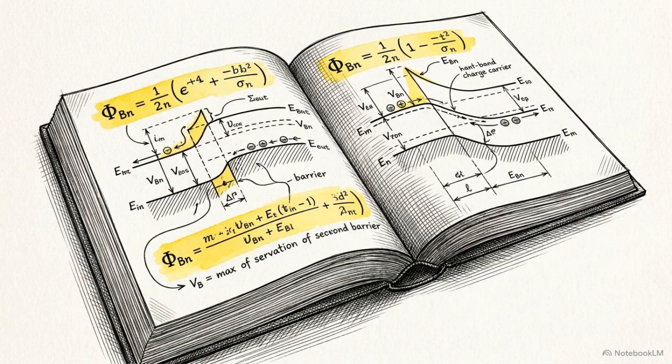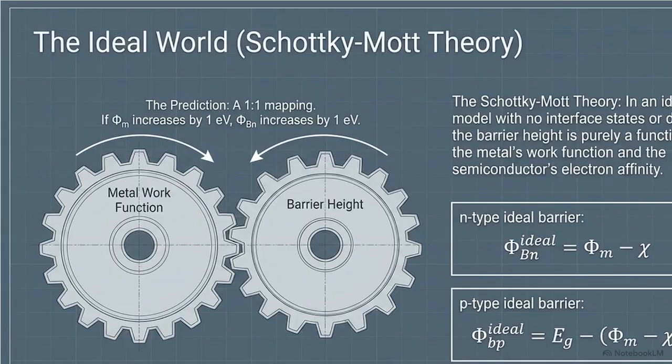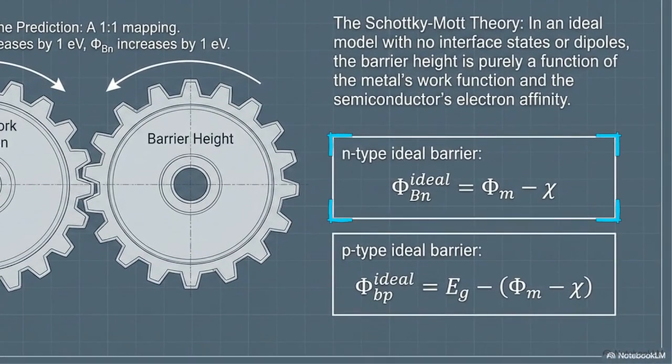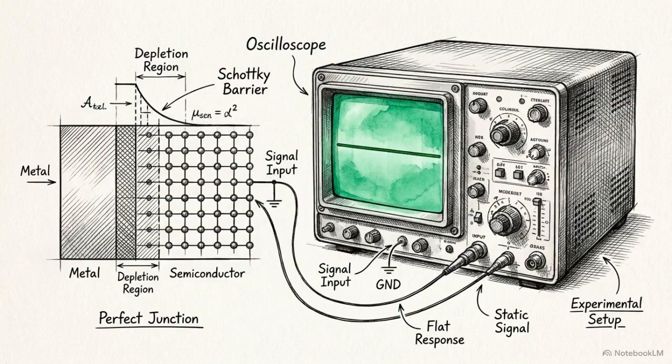For decades, the math taught to engineers to predict this barrier was the Schottky-Mott theory. This graphic shows the ideal theory. Subtract the electron affinity from the metal's work function to get your barrier height. Looking at the N-type equation on the right, increasing the metal's work function by 1 electron volt increases the barrier by exactly 1 electron volt. This elegant model is the foundation of textbook device design. In experimental reality, it completely fails.